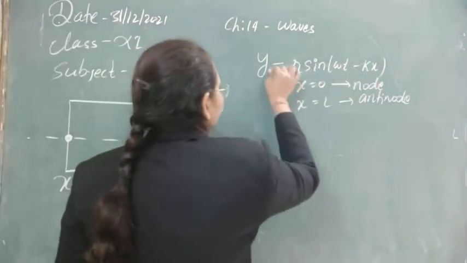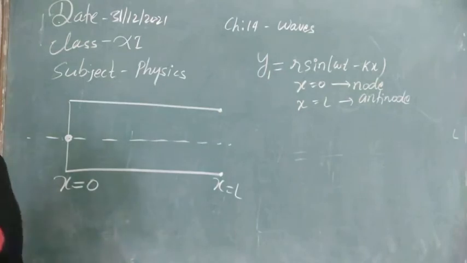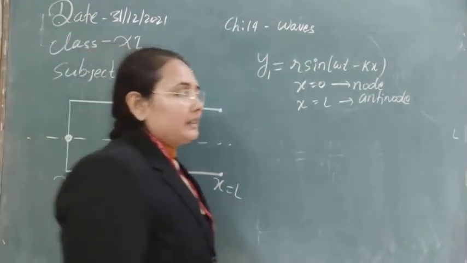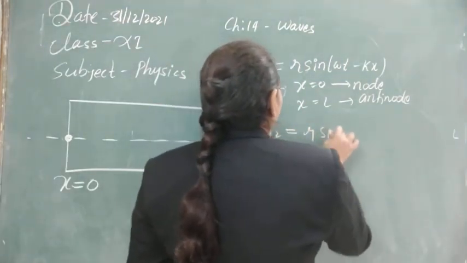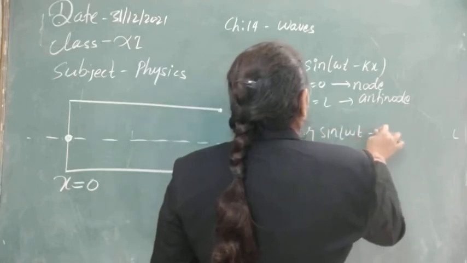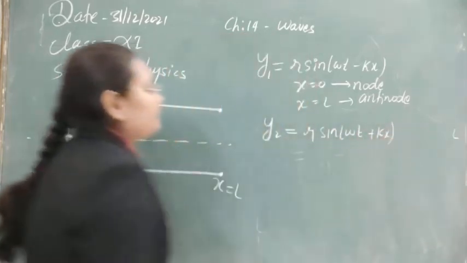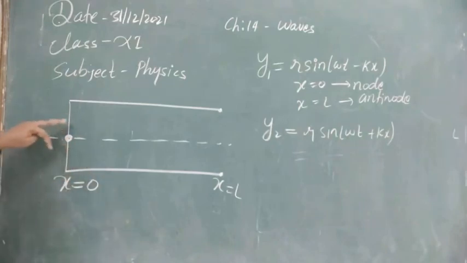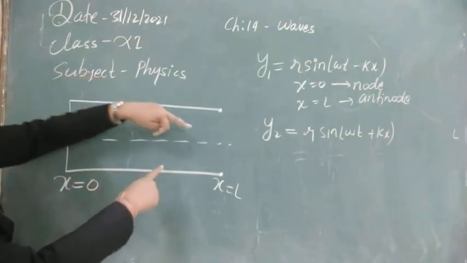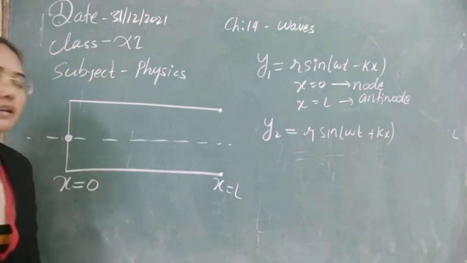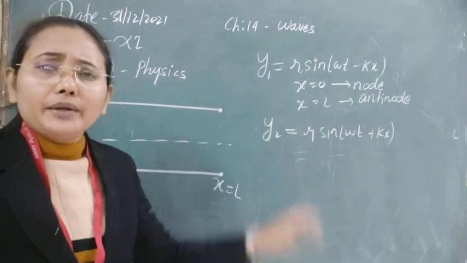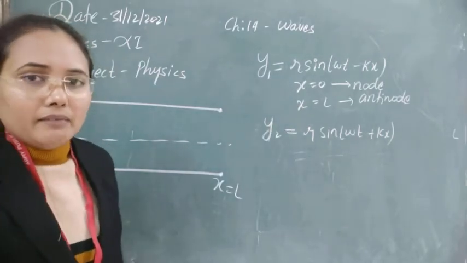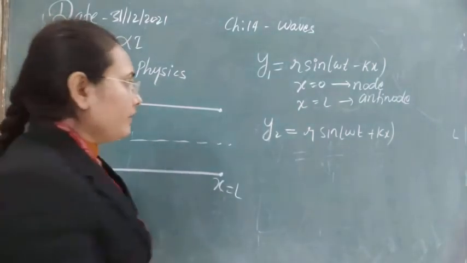That's the displacement equation. You can write y1 is equal to r sin(omega t minus kx). And when this wave gets reflected, the reflected wave's equation y2 we can write as r sin(omega t plus kx). So here, the standing wave will be formed due to two waves moving in the positive x and negative x directions, and due to their superposition, the final wave that we will get will be a standing wave.